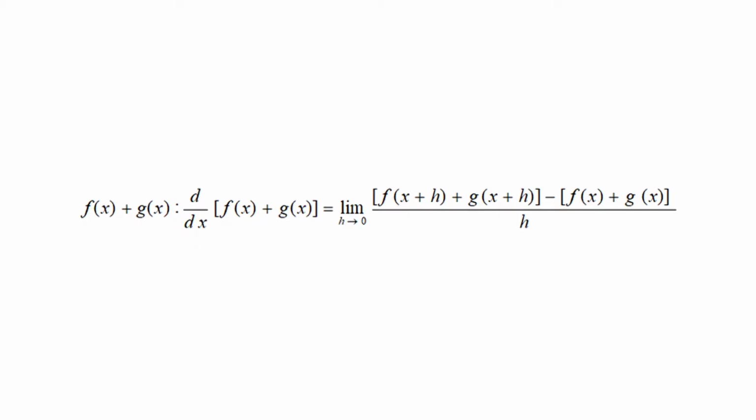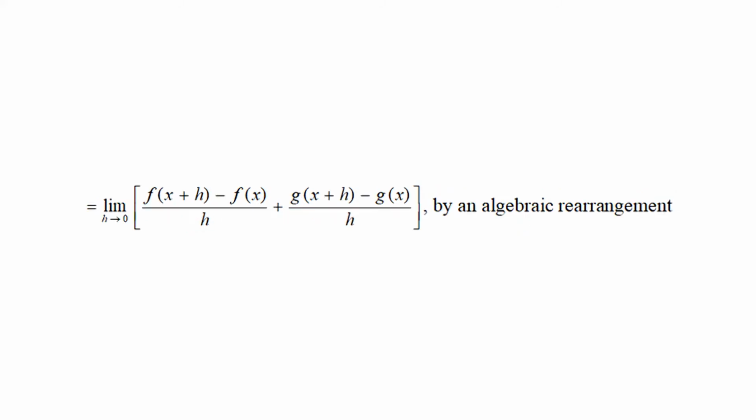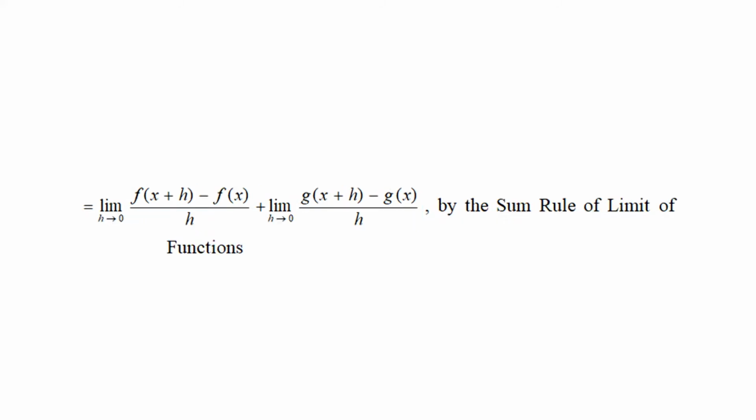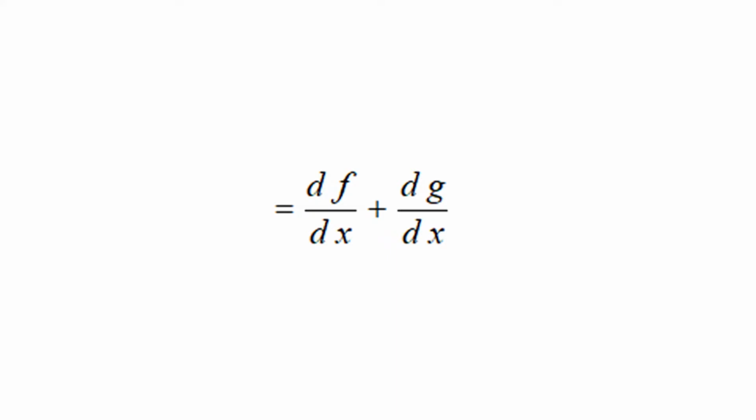We prove this as follows. We apply the definition of derivative to the function f of x plus g of x. d/dx of f of x plus g of x equals the limit of f of x plus h plus g of x plus h minus f of x plus g of x, over h, as h approaches 0, which is equal to the limit of f of x plus h minus f of x over h plus g of x plus h minus g of x over h as h approaches 0 by an algebraic rearrangement, which is equal to the limit of f of x plus h minus f of x over h as h approaches 0 plus the limit of g of x plus h minus g of x over h as h approaches 0 by the sum rule of limit of functions, which is equal to df/dx plus dg/dx.